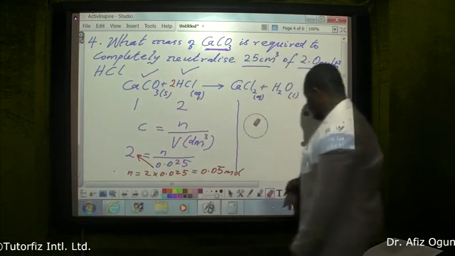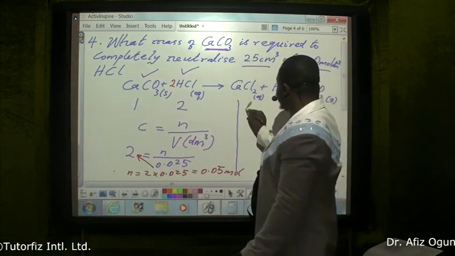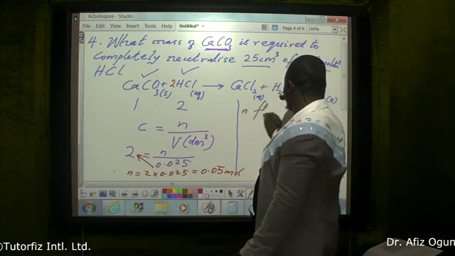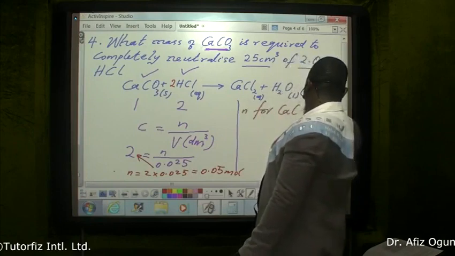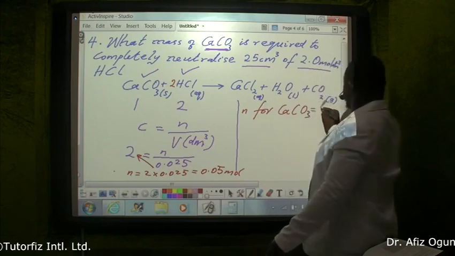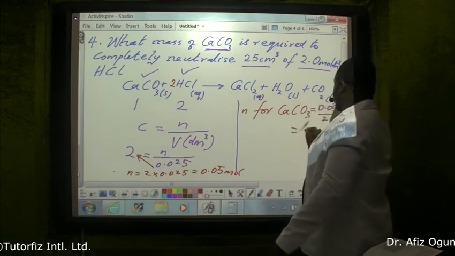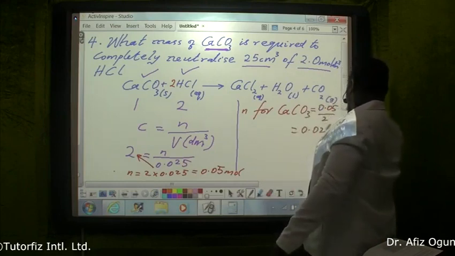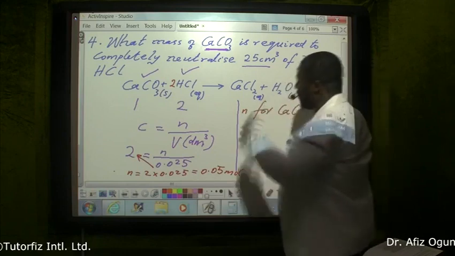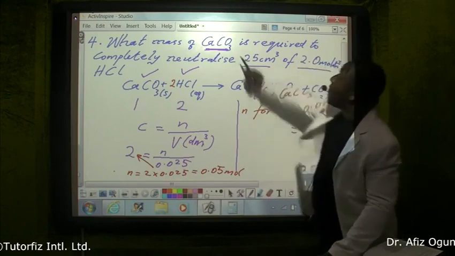Now, n for calcium carbonate is equal to 0.05 divided by 2, which is equal to 0.025 moles. Now this is n for calcium carbonate. And what am I looking for? I am looking for mass.